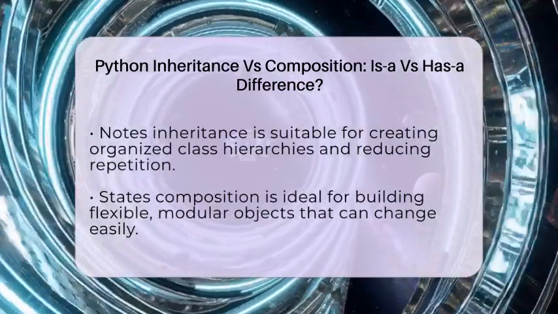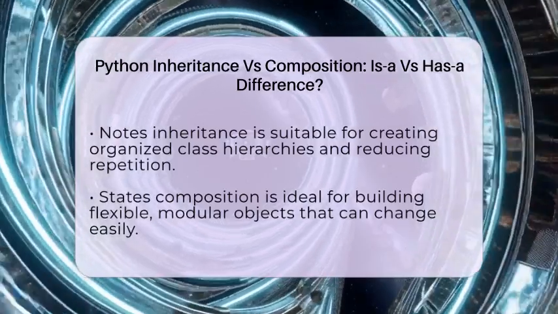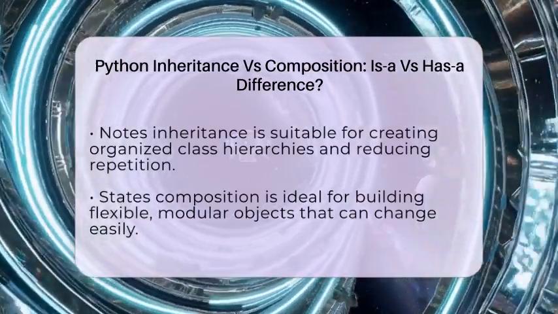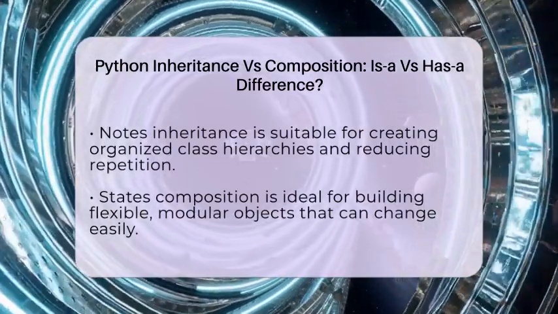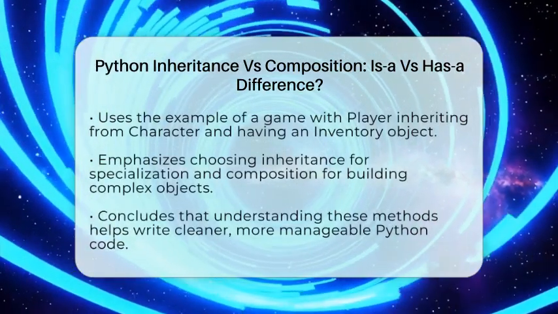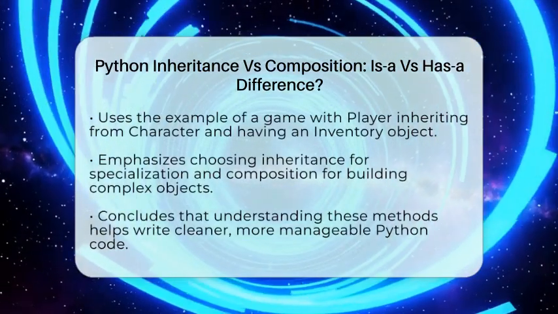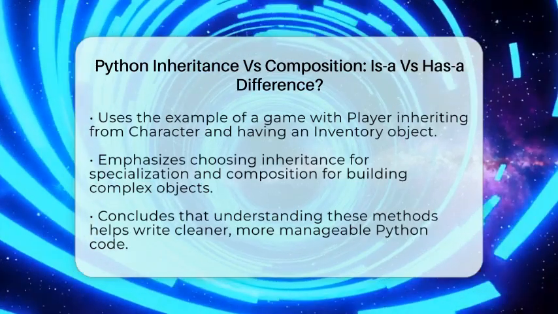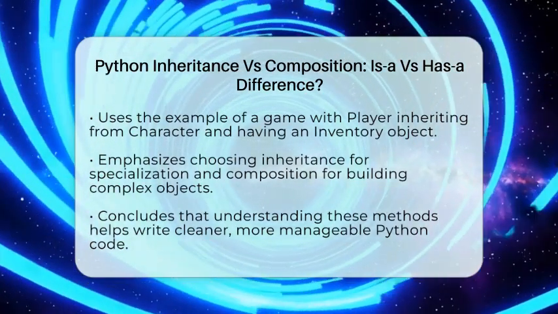In Python, inheritance is best when you want to create a clear hierarchy. It helps organize code and avoid repetition. Composition is better when you want to build flexible, modular parts that can change easily. For example, a game might have a player class that inherits from character because a player is a character. But the player class might also have an inventory object, showing what the player has.